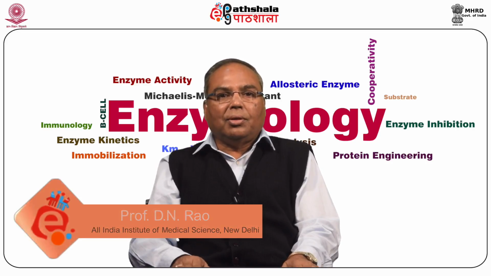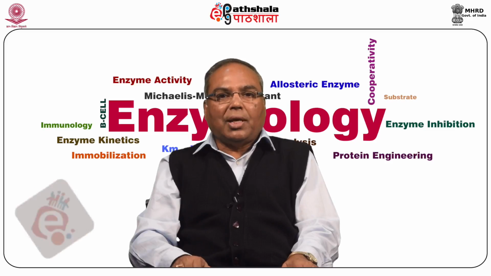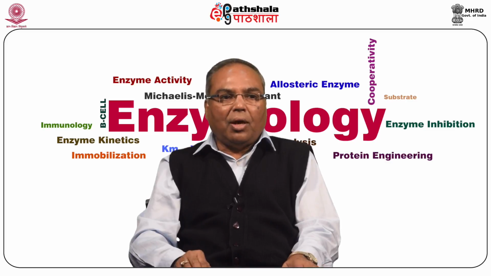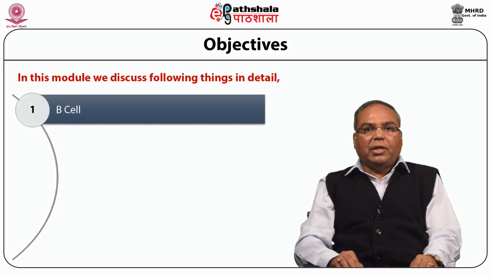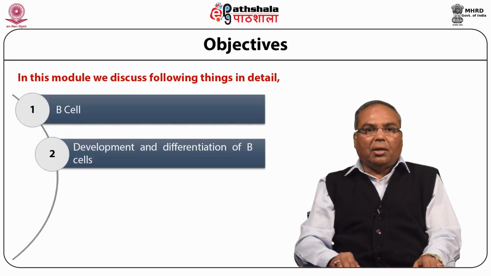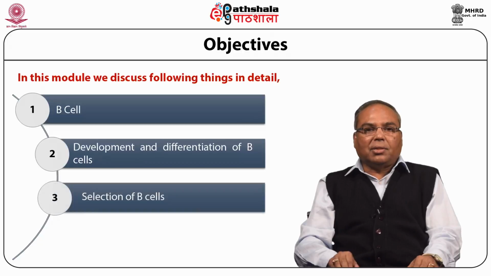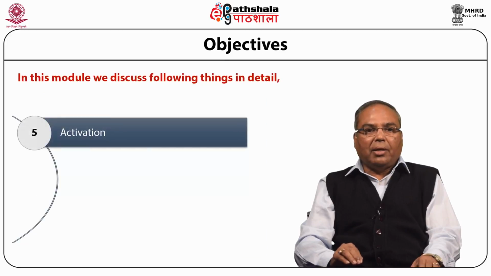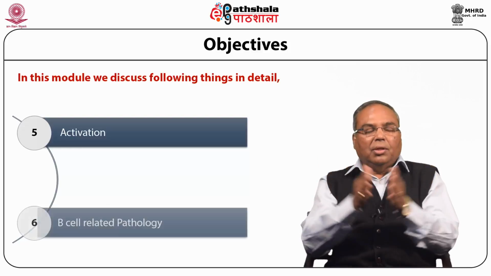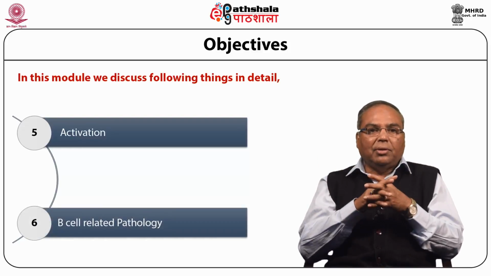Today I am talking about the two most important cells in the immune system. These are called B cell and T cell, and their development, and how they help to keep a person healthy. My topic is divided into various categories: what a B cell is, how it is differentiated, how the B cell selects, how various types of B cell help in the human, how the B cell is activated by various antigens, and how the B cell is also involved in the pathology of disease.